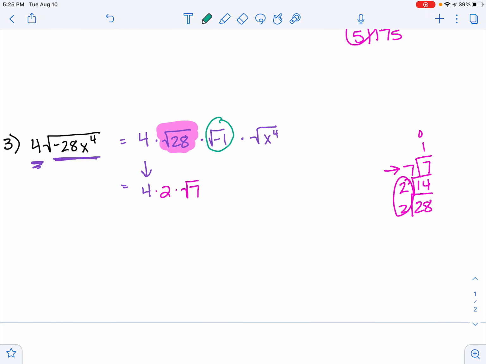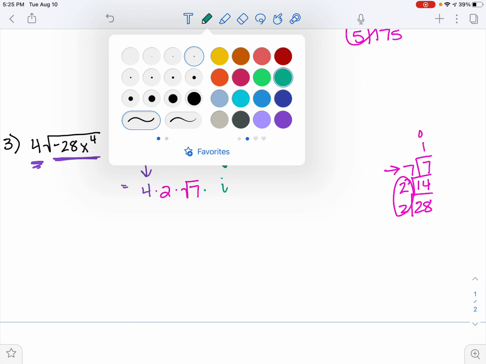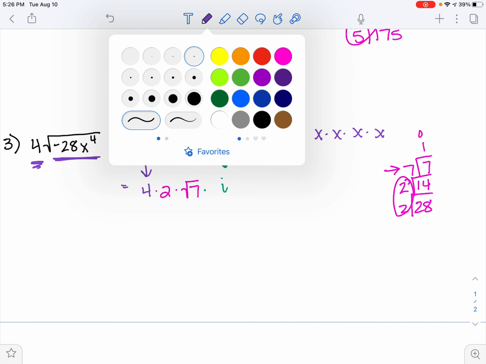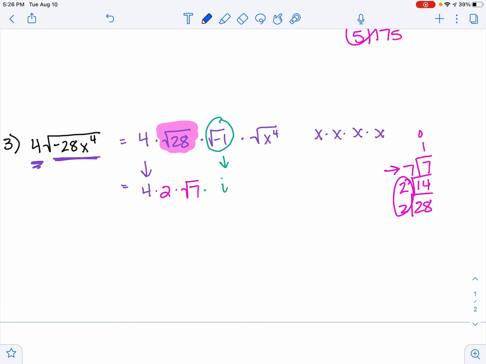We know that the square root of -1 is i. And then I have the square root of x to the 4th. Well, remember that x to the 4th means that we have 4 x's being multiplied together. Just like how when we did the birthday cake method, we were looking for pairs of numbers to leave the square root symbol, here we are going to be looking for pairs of x's to leave the square root symbol. So here I have 2 pairs of x's to leave the square root symbol. x times x is x squared.